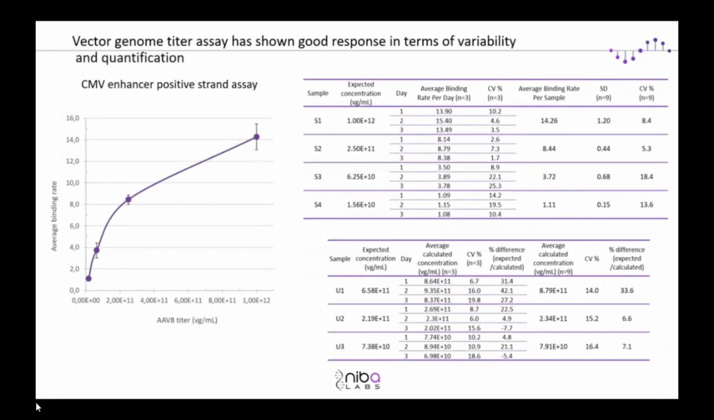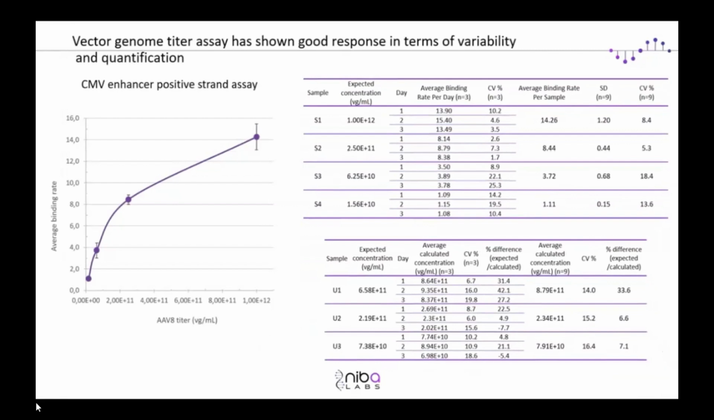And then we tested 3 unknown samples, although we had the expected concentration that was calculated. And you can see that we've come relatively close to the expected concentration, at least with these 2 samples. At higher concentration, the difference was slightly higher, but this is just because the standard curve variability at this level was also slightly higher.